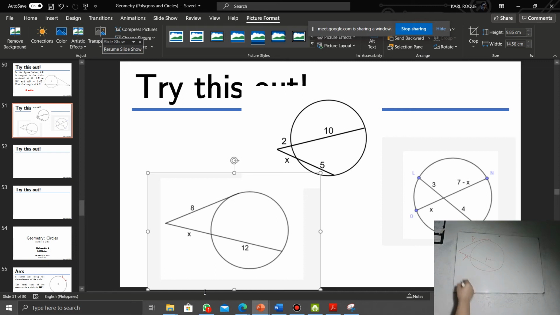Power theorem, x times x plus 12 equals 8 squared. X squared plus 12x minus 64 equals 0. X plus 16, x minus 4 equals 0. X equals 4. Okay? Sige. Next, yung nasa upper middle naman, ganito.